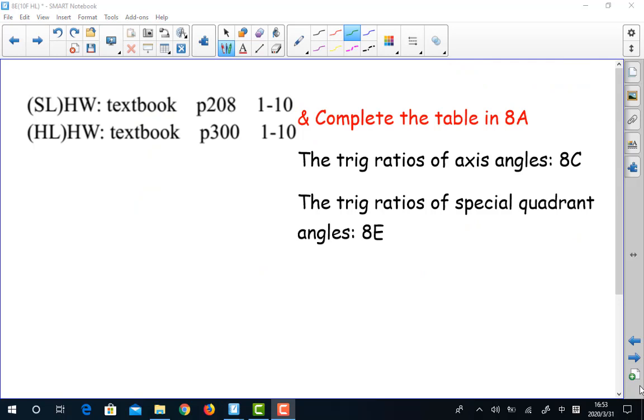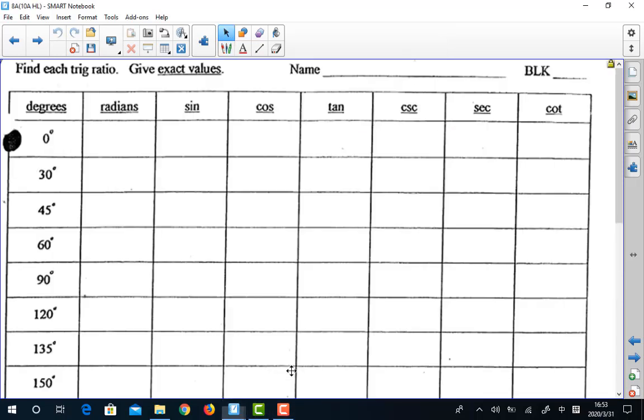Here are the homework questions for this lesson. Before you start to do your homework, I want to encourage you to finish the table in 8A. There's a table that we did not finish in 8A. We only finished the first column, in which we change all the degrees to radians for those special angles. However, we did not finish sine, cosine, tangent, cosecant, secant, and cotangent for those special angles between 0 and 360 degrees. So right now, I want you to finish this table.